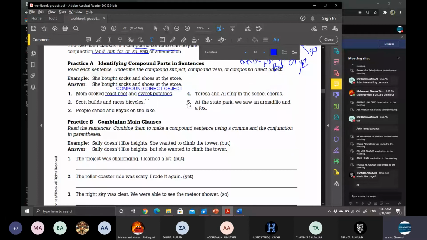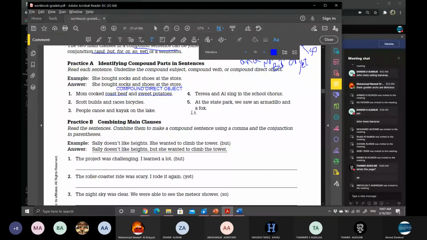Number 2. Can you identify the compound parts in sentence number 2? Scott builds and races bicycles. Builds and races, verb. Builds and races. That's a compound what? Compound verb. Great.